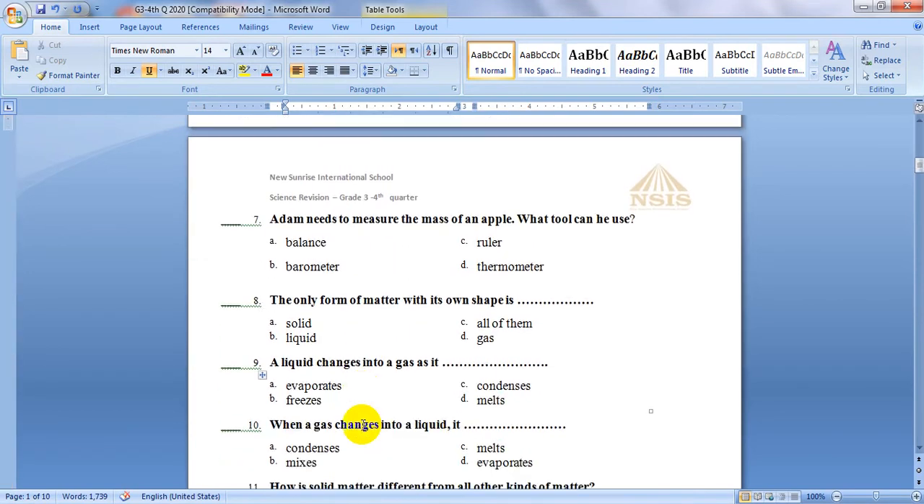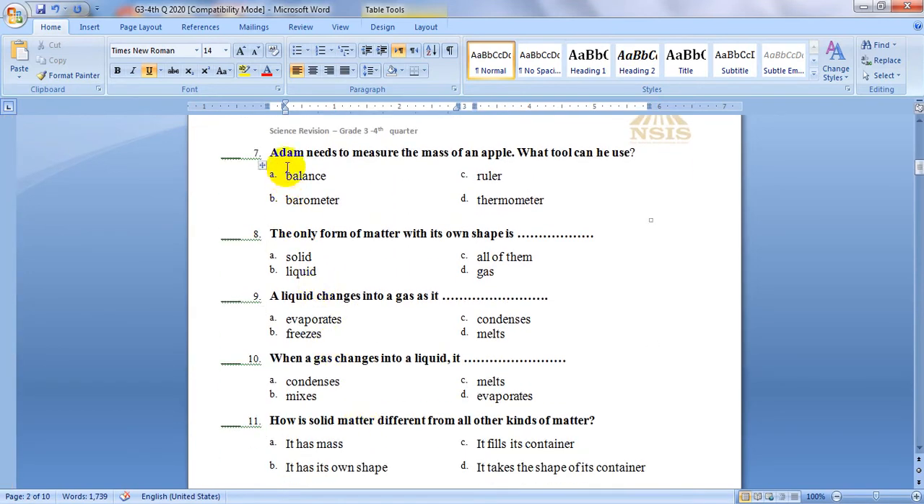The next question, number 7. Adam needs to measure the mass of an apple. Do you remember what is a mass? Mass is the amount of matter inside an object. What tool can he use to measure mass? Balance, barometer, ruler, thermometer. Balance is the tool that measures mass.